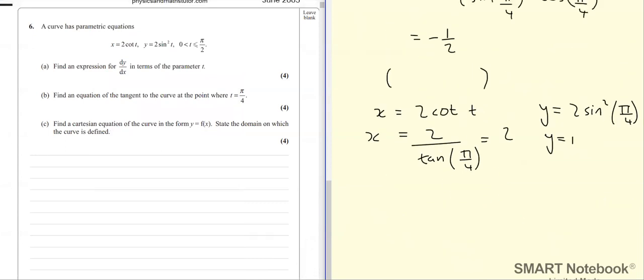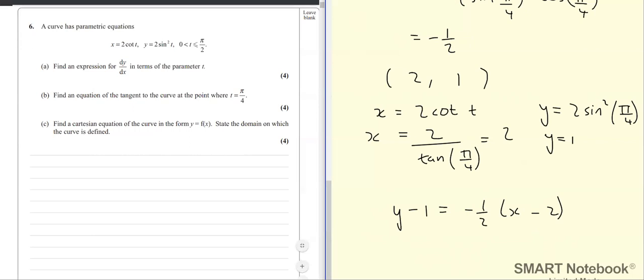Please let me know. So now we know that this line passes through 2 and 1. And so the equation of the line is y minus 1 equals minus a half times x minus 2. And that's it. We don't need to simplify it. We can, but there's no real benefit in it though. Okay, any questions there?